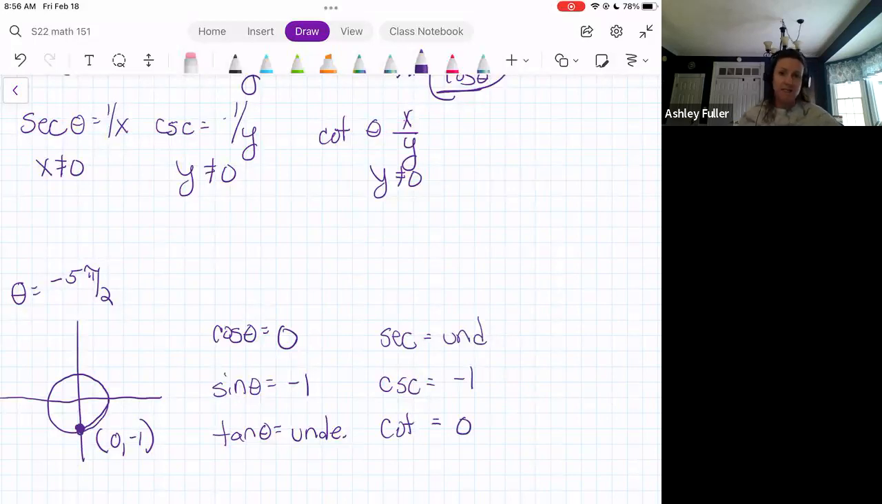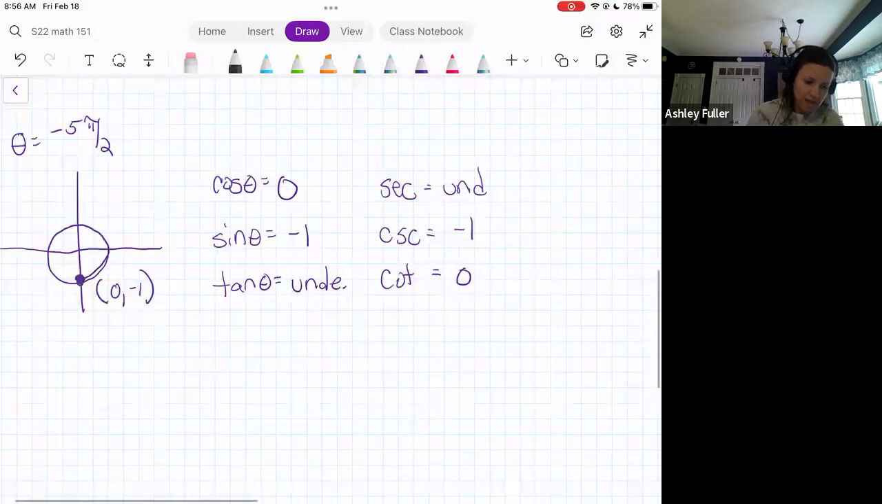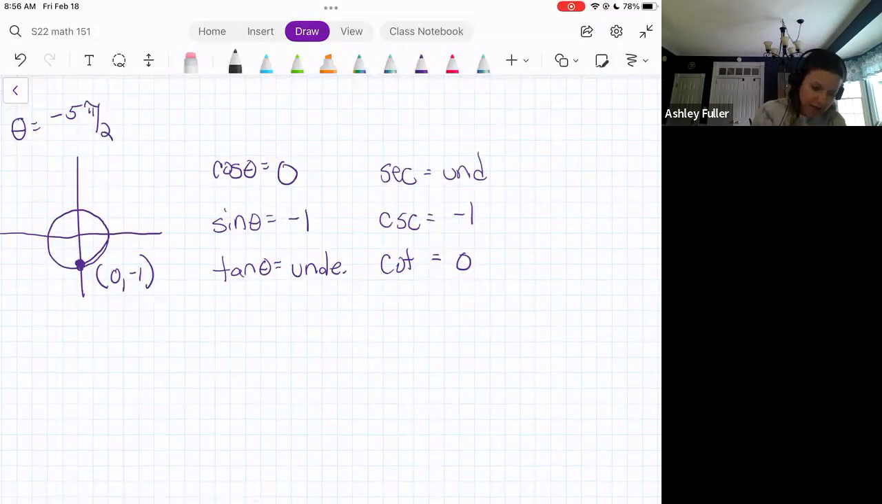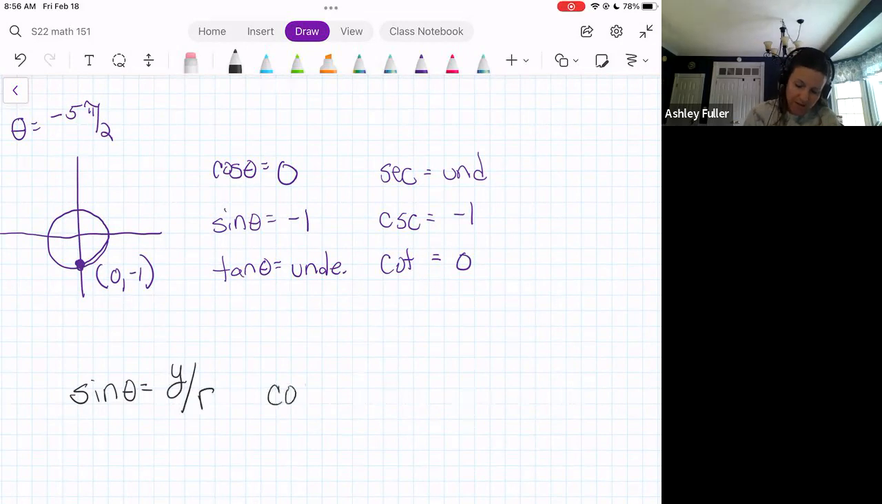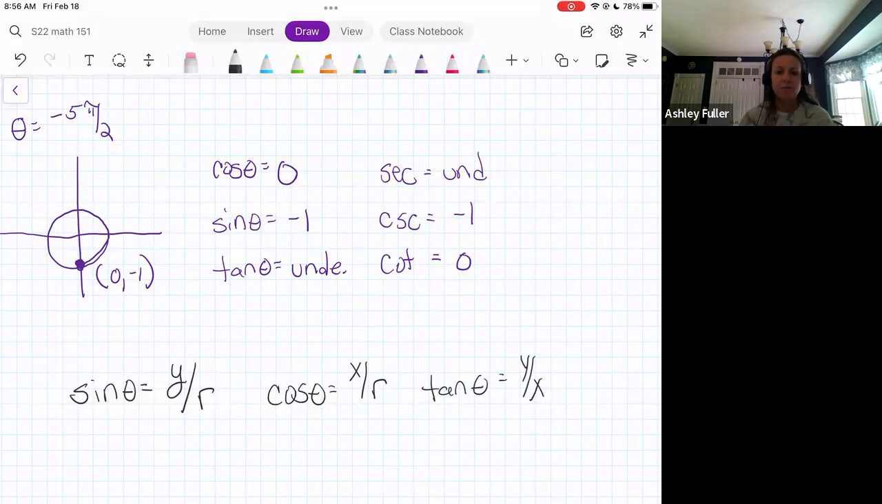We can extend these relationships now beyond the unit circle. And to summarize those, for any theta that's in standard position, we can define sine of theta to be the y coordinate divided by the radius of whatever we're dealing with, the cosine of theta to be x over r, and then the tangent of theta is again y over x. And our reciprocals would still apply for the other trig functions.